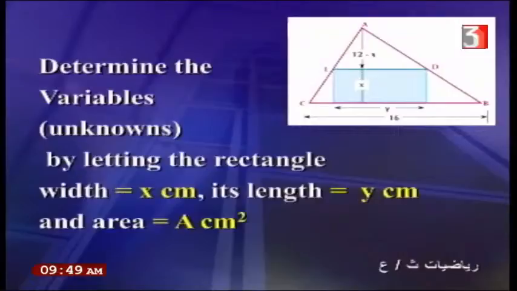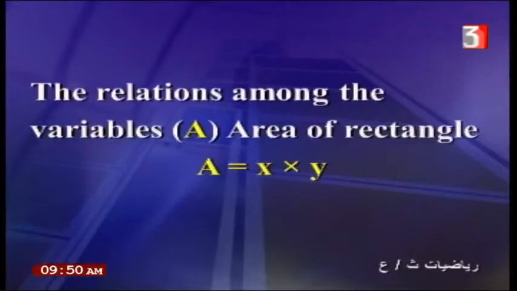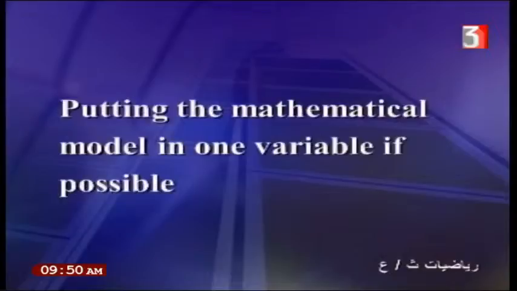Determine the variables and unknowns by letting the rectangle width equal x centimeter and its length equal y centimeter. The area of the rectangle equals A centimeter power 2. The relation among the variables: A, which is the area of the rectangle, equals x times y. A equals the width times the length. Putting the mathematical model in one variable if possible.